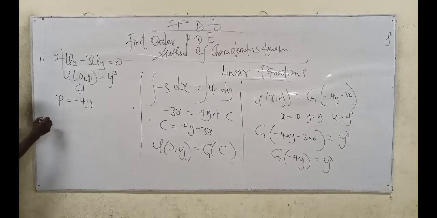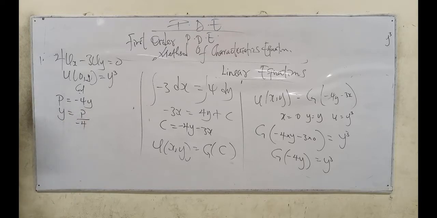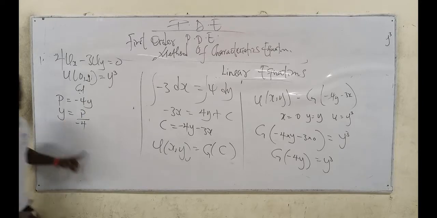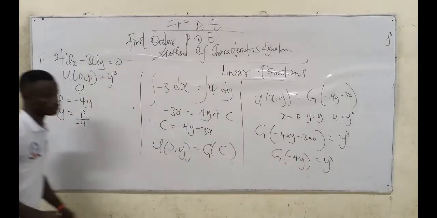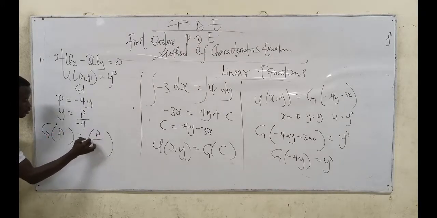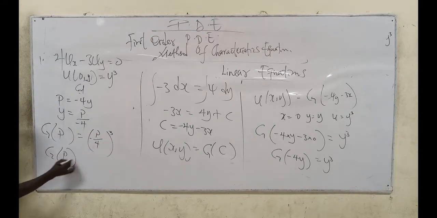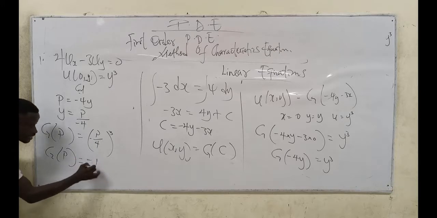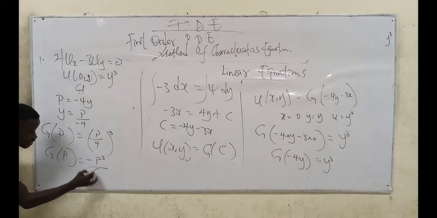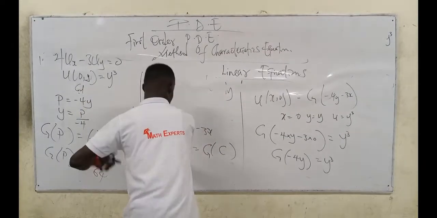Okay. So you make Y the subject, you get P over negative 4. Then we put that Y where? So G of P is equal to negative P to the power 3 over 64. When you read this part, don't confuse yourself. The thing is just simple.